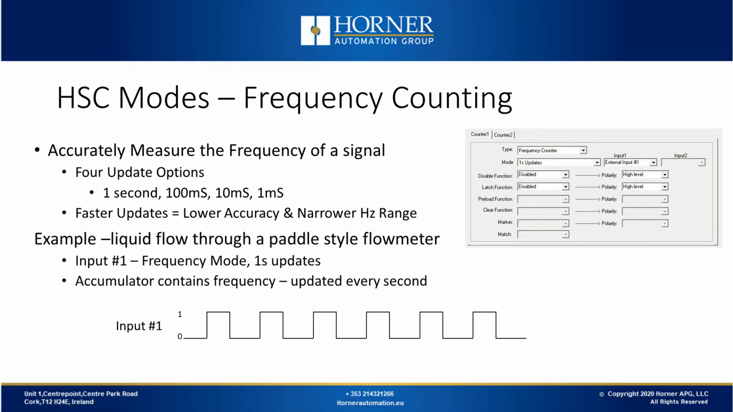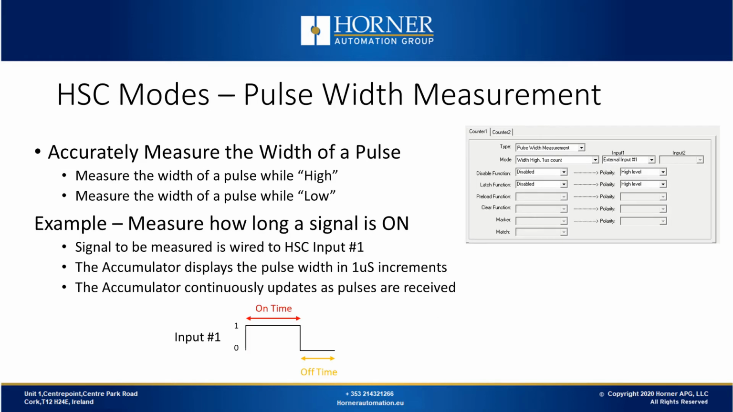In our example here, we have liquid flowing through a paddle-style flow meter. I've configured it very simply. Input number 1 is set for frequency mode and 1 second updates. I'm not configuring anything for disable latch. I'm just allowing the frequency to be updated in the accumulator once per second. In my logic, I'll be able to take that frequency and then, using a conversion factor based on the documentation for the flow meter, convert that frequency into a liquid flow.